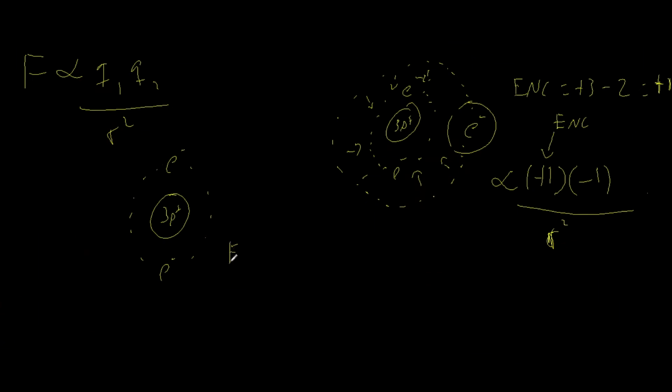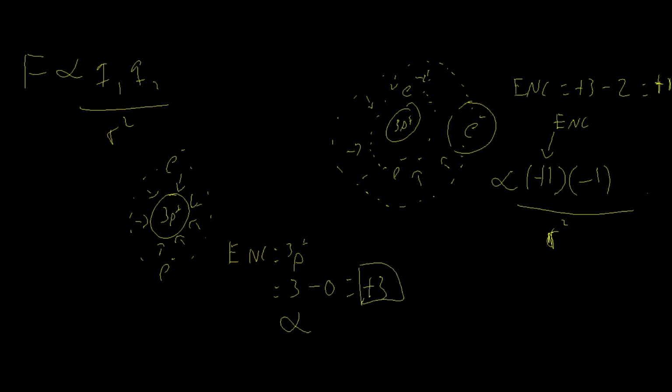Again, same formula. Effective nuclear charge is going to be 3 protons, but how many electrons are on the inside of this electron? That's in the first energy level, so there can't be any electrons. 3 minus 0, so effective nuclear charge is positive 3.